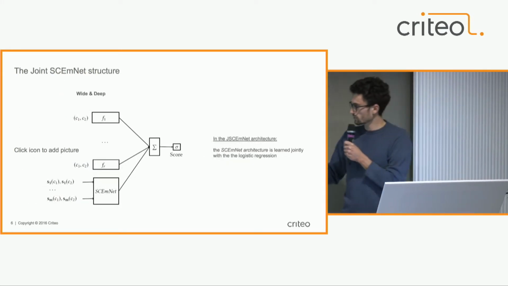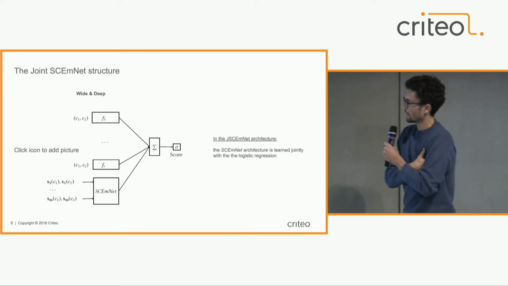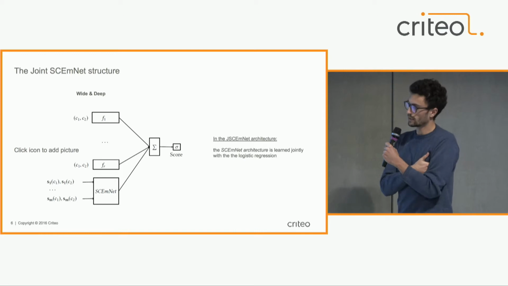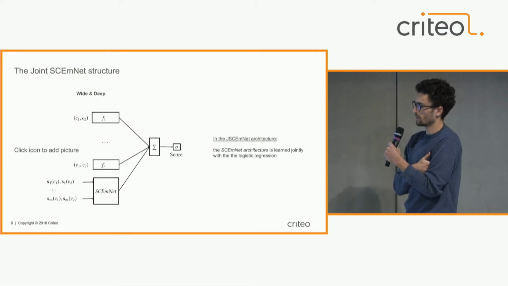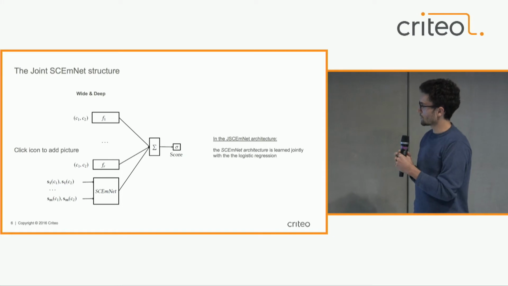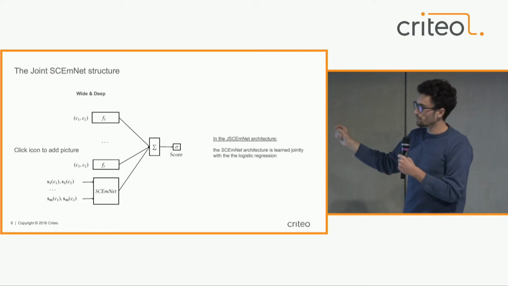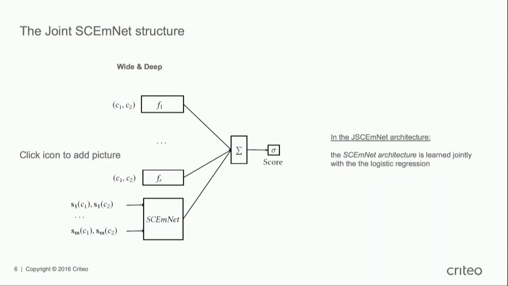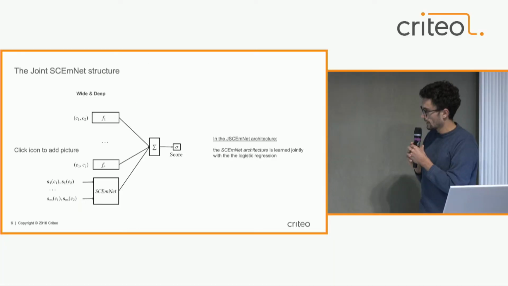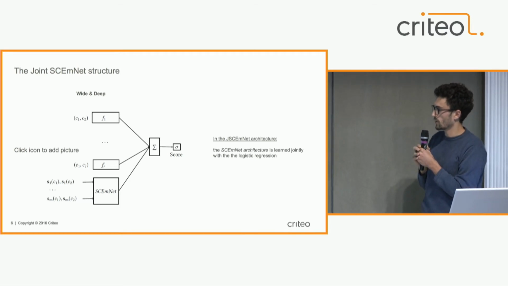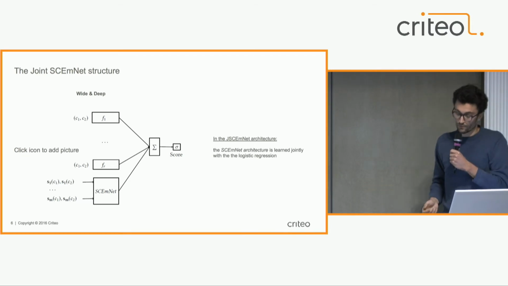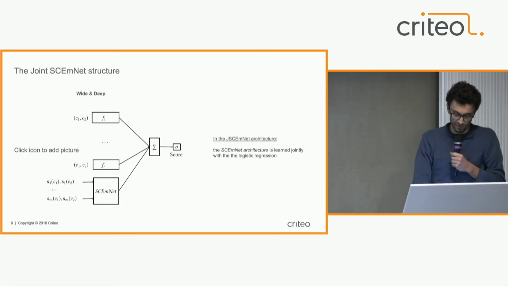But this SCAMnet structure turned out to be quite tricky to train. For example, when you train it alone, it doesn't perform much better than, for example, Doc2Vec similarities. So we were inspired by the Wide and Deep paper to train this SCAMnet structure jointly with previous regressors that were trained. It could be some Doc2Vec similarities, but also some usual features like TF-IDF similarities and these kinds of things. In that case, the SCAMnets were very useful, and the results increased significantly.